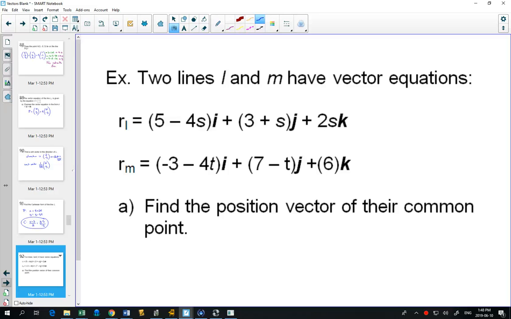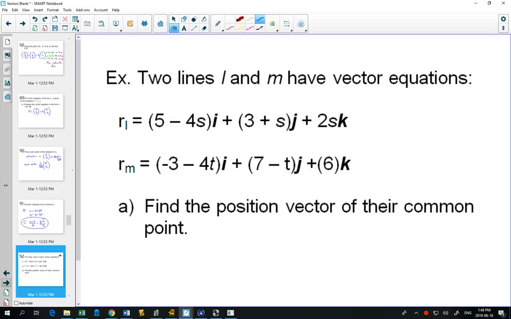Two lines L and M have messed up equations. That's not what it says, but that's what they look like. They're really kind of crazy. Can you see that whatever's in front of the i is sort of the parametric equation for x? Whatever's in front of the j is the parametric equation for y, and whatever's in front of the k is like your parametric equation for z.